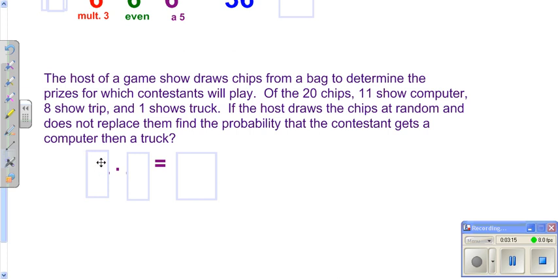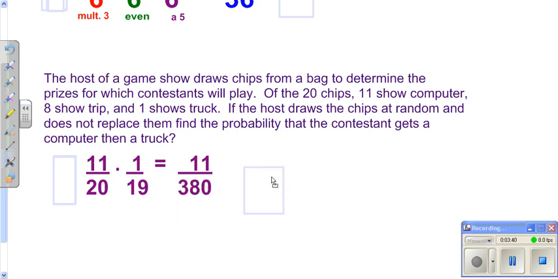So, probability of the computer, we have a total of 11 computers out of 20 different possibilities. Not being replaced, so we now need to get a truck. Well, how many trucks are in there? Still just 1. But since that first chip was not replaced, there's only 19 possibilities left. So your probability would be 1 out of 19. So we multiply across the top, multiply across the bottom.